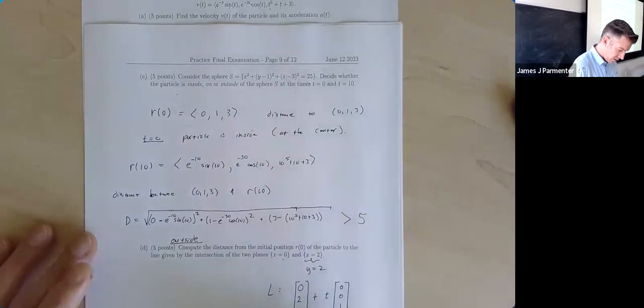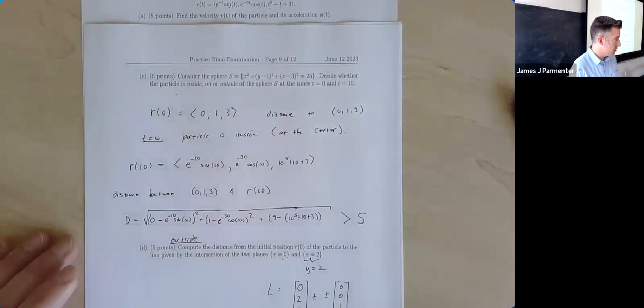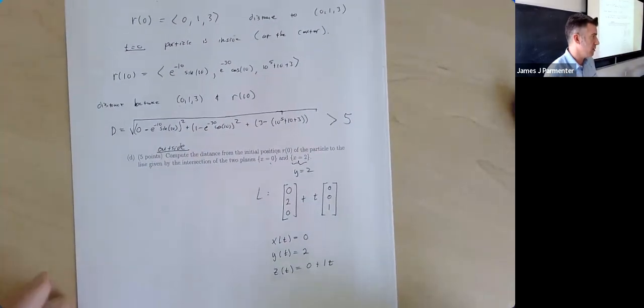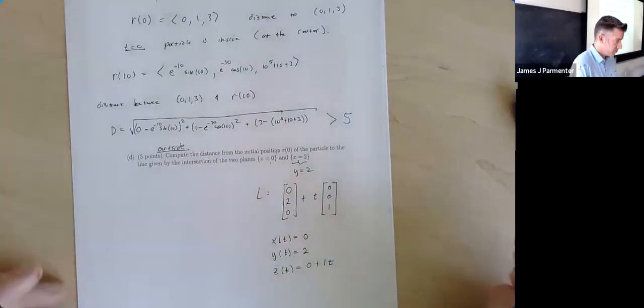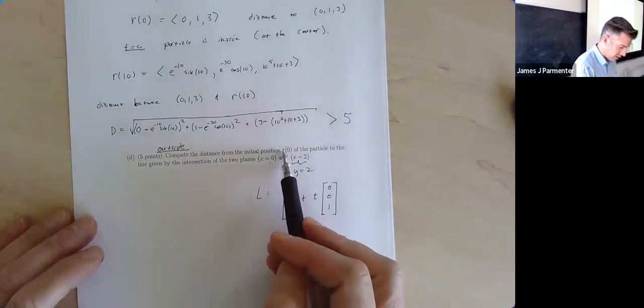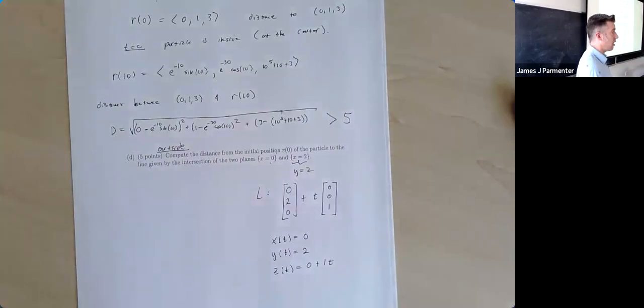Or if you prefer, we could write our equation as x of t equals 0, y of t equals 2, and z of t equals 1 times t, or 0 plus 1 times t. So z can be anything depending on the value of t. So our line's going straight up. And then we're trying to find the distance from the initial position of our particle to this line. So really, this is a very kind of convoluted way of just asking you to find the distance from a point to a line.